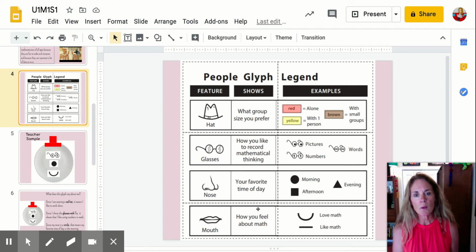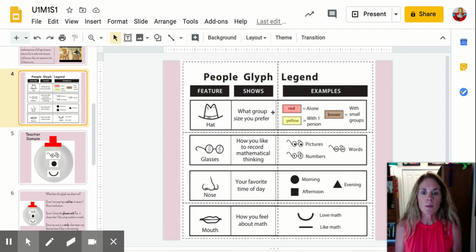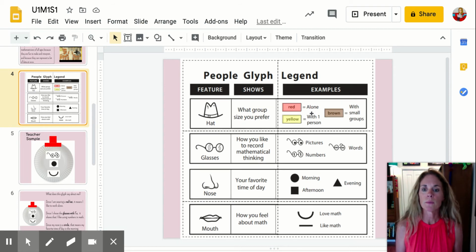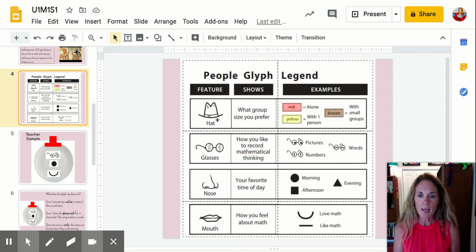First of all, this is our legend. A legend is something that connects two things together. So this feature, the hat, shows you what group size you prefer to work in. So if I made a red hat, then that would mean that I like working alone. If I chose a yellow hat, it would mean that I like working with only one person. And if I chose a brown hat, then it would mean that I like working in small groups.